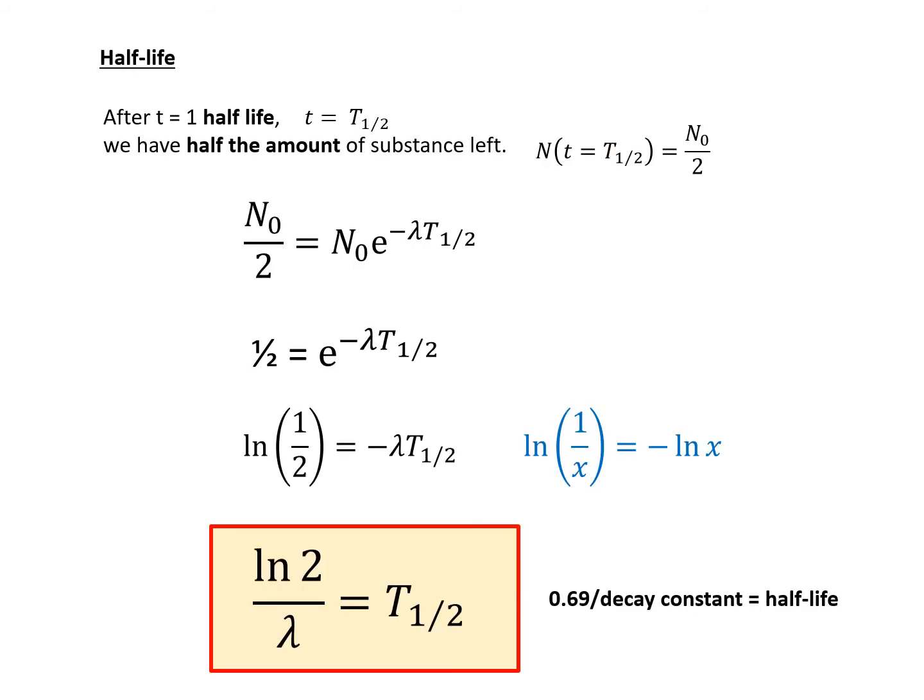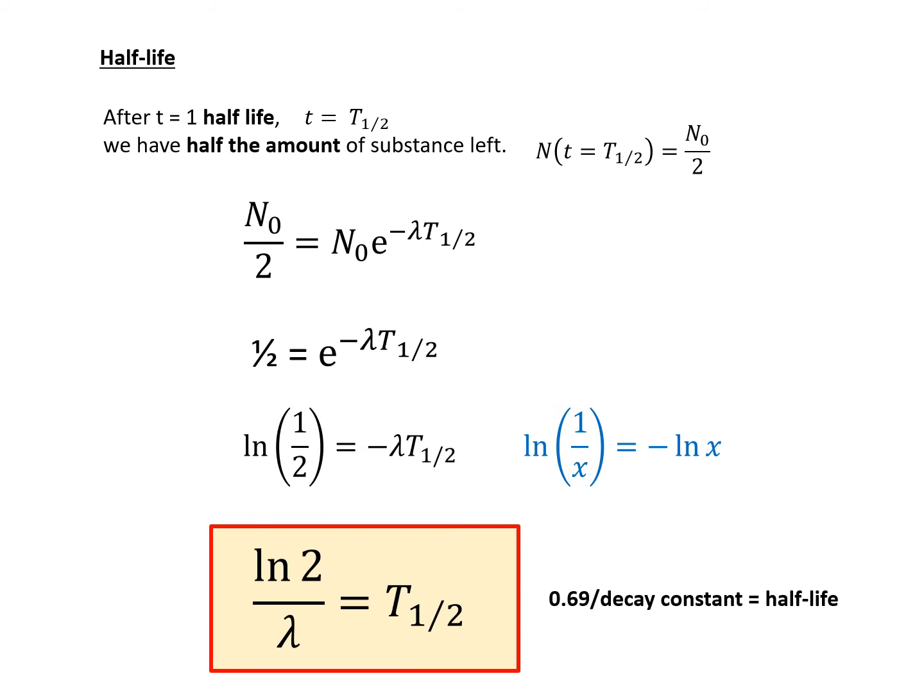If we think about time, we can ask how long it is before we've got half of the substance left. We define that to be the half-life. So if we wait some amount of time, the half-life, which we'll call big T, then at time equals big T, n is going to be n0 over 2, because the amount of stuff we've got left is half of what we originally started with.